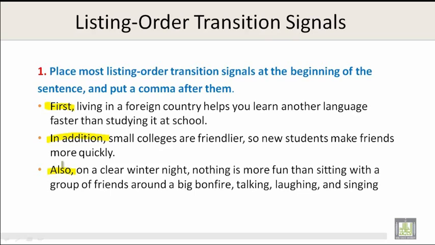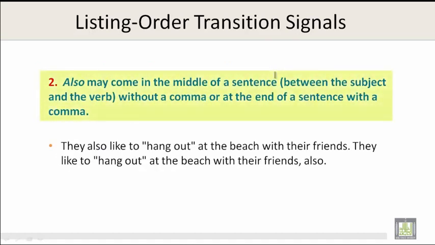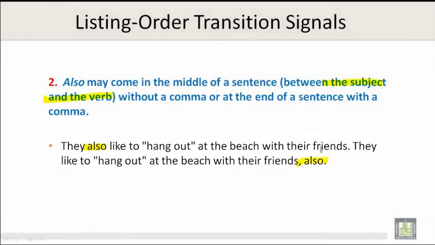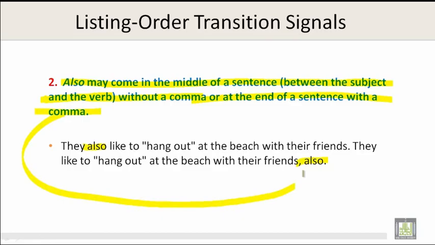Please note that most listing order transition signals start at the beginning of the sentence and a comma is placed after them. Number 2, also may come in the middle of a sentence, between the subject and the verb, without a comma, or at the end of a sentence with a comma. Let's take a look. They also like to hang out at the beach with their friends. They like to hang out at the beach with their friends, also. In this example, we are reminded that also may come in the middle of a sentence between the subject and the verb without a comma, or at the end of a sentence with a comma.